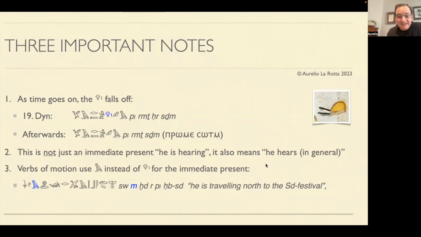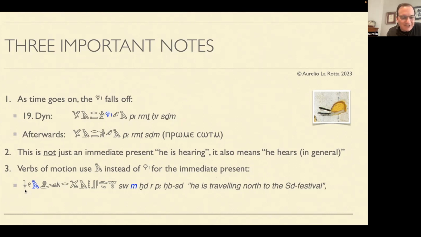Like I said, the meaning is expanded. It can have two meanings, present continuous or general. One important thing, verbs of motion like to go, to come, or in this case, to travel north. There's a specific verb for that. They use m instead of khar if you're talking about the immediate present. They can use khar, or they do use khar when it means in general. It's an interesting distinction. But if you just want to express something that's currently going on, you use m.